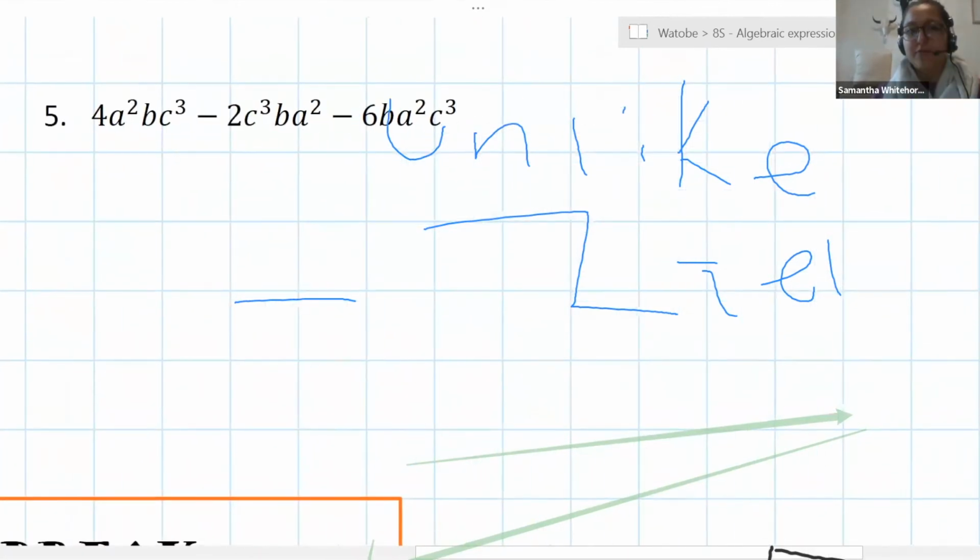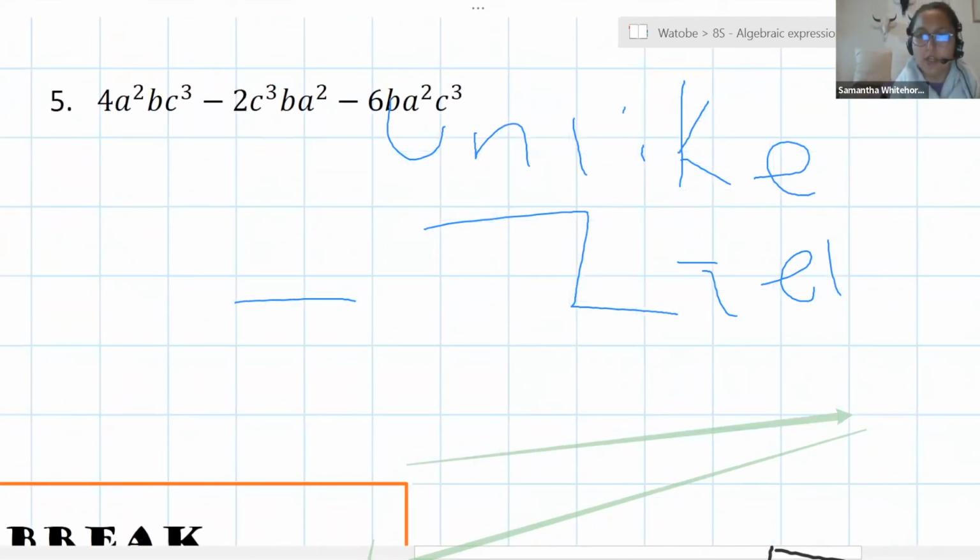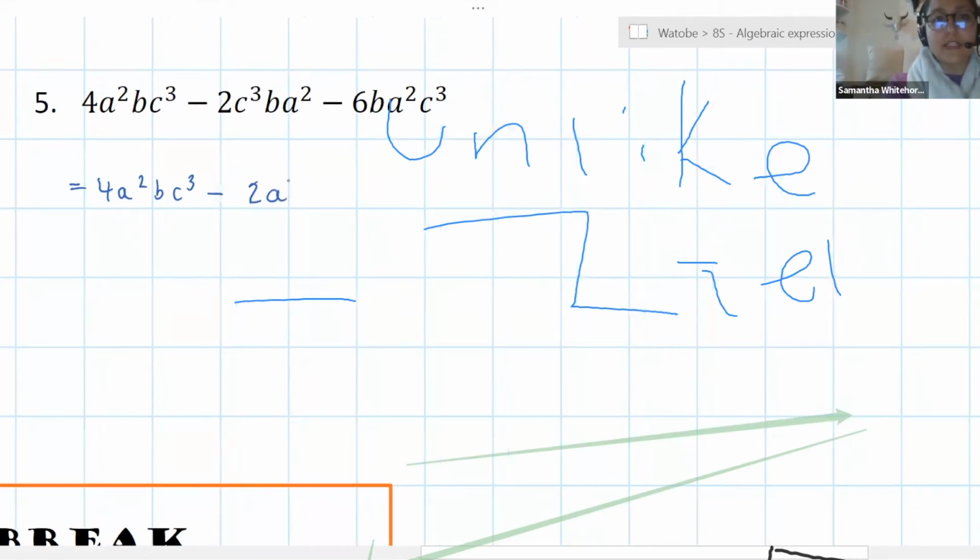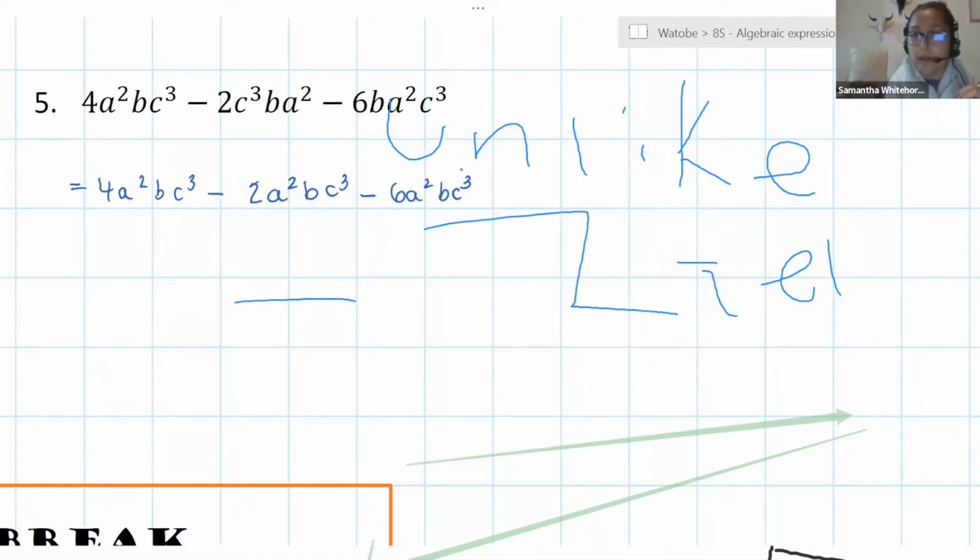Right, if we go back to question 5, I see that we're all saying yes, these are like terms, and absolutely you can put them into order now if that helps you. When we say put it into order, what that means is we want to put it in alphabetical order. So the first term is actually fine as it is because it goes A, B, C. The second term, if we put that into alphabetical order, is negative 2a squared b c cubed. And then in my third term I have minus 6a squared b c squared. Putting it in that order really helps us see that these are all like terms, and because they're all like terms, we can now add and subtract them.